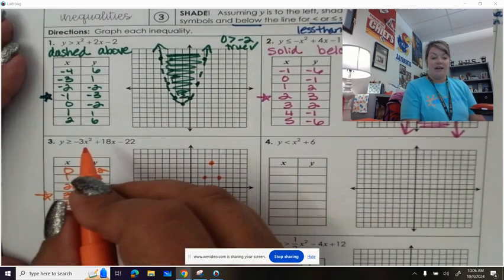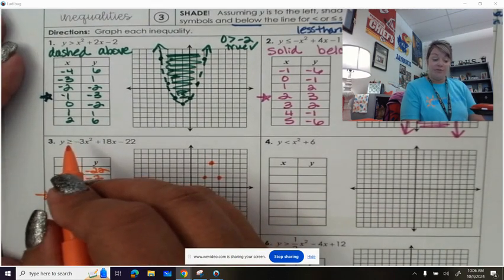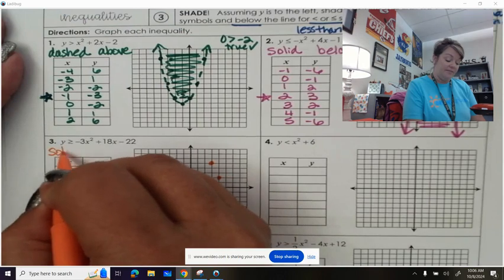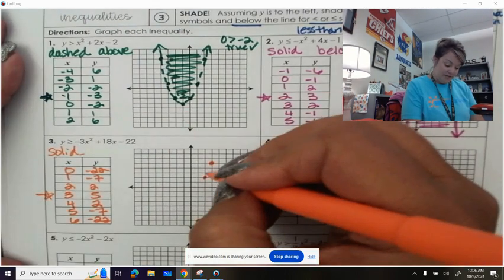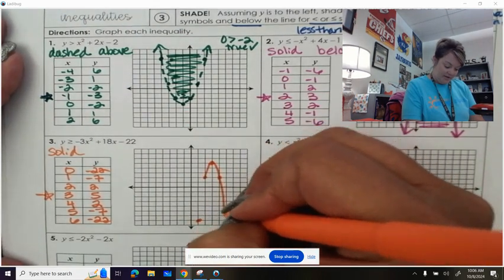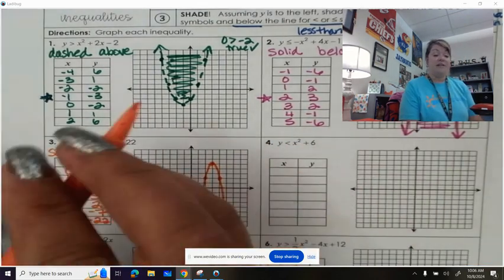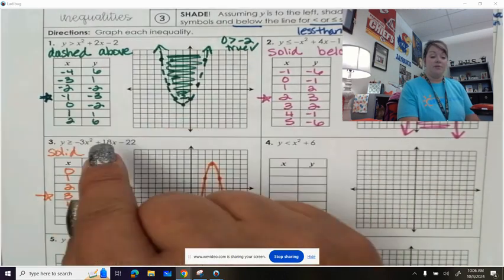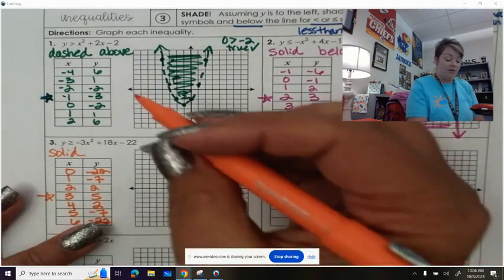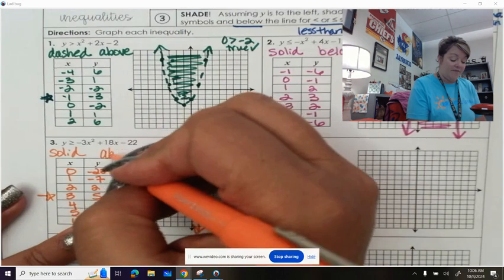So let's go ahead and let's see. This is an equal to, so that means a solid line. So I can do my solid parabola. And then it's a greater than, because the alligator eats the bigger one, chomp, chomp. So it's eating this side, so it's greater than. So I'm going to shade above.